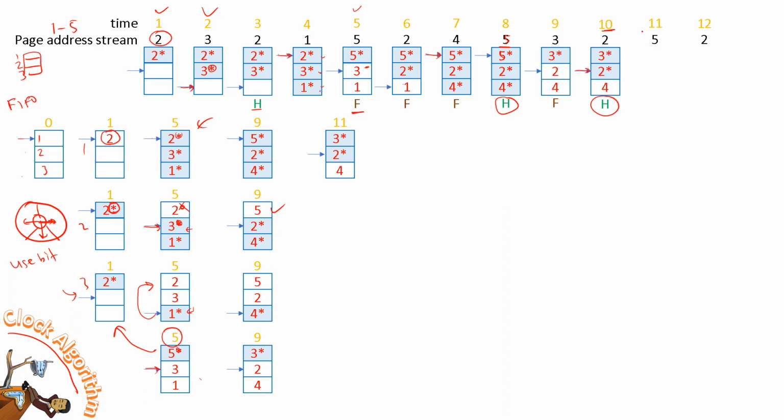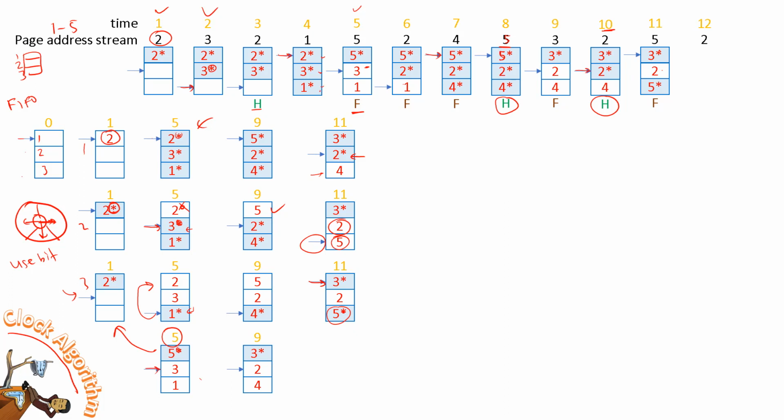At time 11, what will happen? You cannot update here. Whenever you cannot update, you need to set the use bit equal to zero, then you move to the next one. So the use bit is cleared here, I can move to the next one, and you can see this is free, so you can replace here. 3, 2, 1, replace with 5, and don't forget you need to set the use bit equal to 1, and then move the pointer there. So this is what happened: 3, 2, 5, and this one is already cleared.